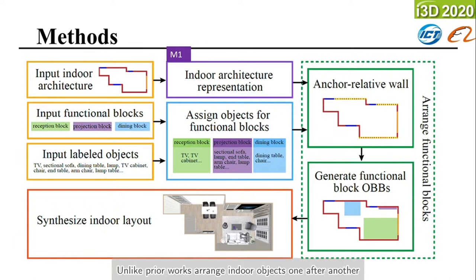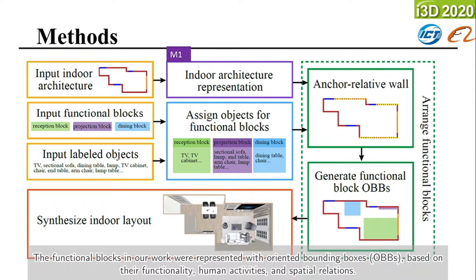Unlike prior works, which arrange indoor objects one after another iteratively, we arranged indoor objects using function blocks simultaneously, since people are more accustomed to roughly dividing the room into several blocks based on their activities and indoor architecture, like a reception block, a projection block, and a dining block, as illustrated in this picture. The functional blocks in our work were represented with oriented bounding boxes, OBBs, based on their functionality, human activities, and spatial relations.